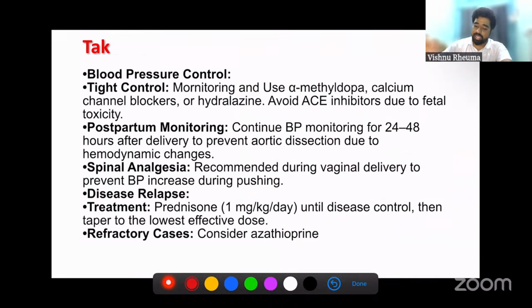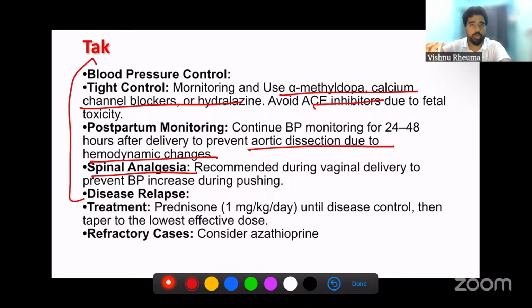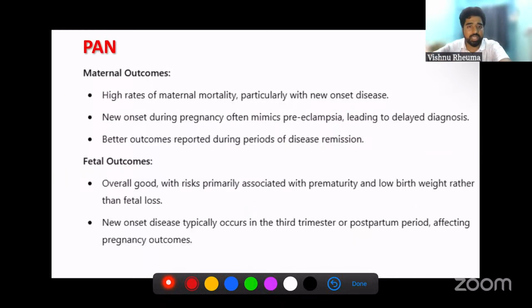So coming to Takayasu arteritis, tight BP control with alpha-methyldopa and hydralazine is needed. ACE inhibitors are obviously to be avoided. Postpartum monitoring is also very important, especially when there is aortitis. Then you should monitor for at least 2-3 days so that those hemodynamic changes don't affect much. Spinal analgesia is recommended to prevent BP increase. So basically everything you're doing is for good BP control. And for treatment, you cannot give a lot of methotrexate, etc. Mainly it is azathioprine and 1 mg per kg prednisolone you can give nicely.